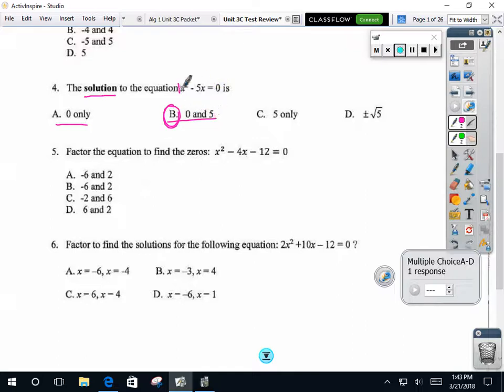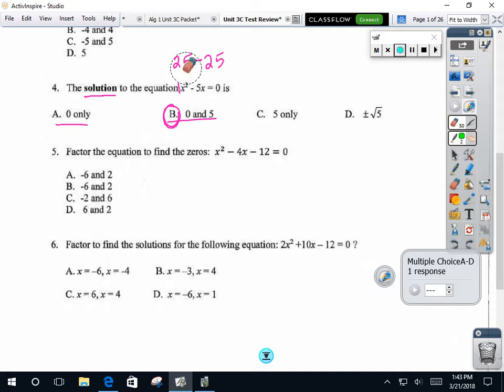If you plug in a 0, 0 squared minus 5 times 0 equals 0. If you plug in a 5, what's 5 squared? And then minus what's 5 times 5? So won't that also make a 0? Those are the two numbers that when plugged in will actually make a 0.